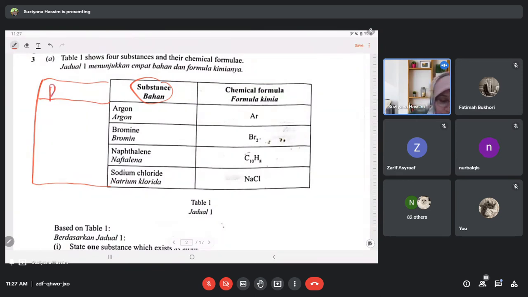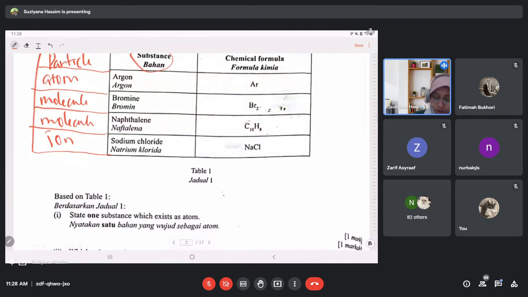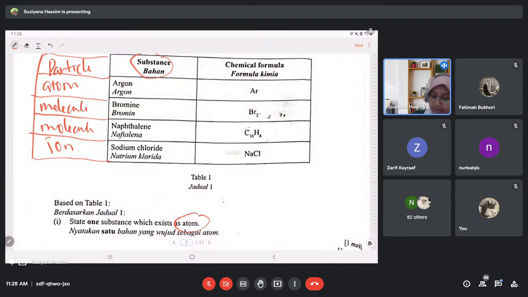Argon. So, particles. Argon, atom, monoatomic. Bromine, molecule. Naphthalene, molecule. Sodium, ion. These are the popular questions they ask. So, let's look. Step 1, which is atom. So, atom, what's the answer? Argon. If you don't know the types of particle, how to remember?